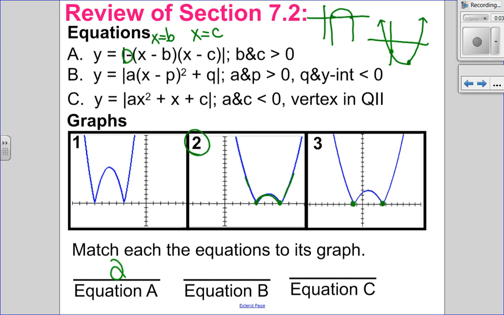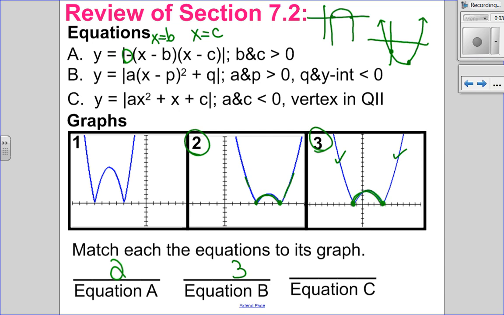So let's see if the rest match it. So the outside arms are positive, so they stay positive. This piece here that's below, the U-shaped piece, will be reflected above, which is right here. So it looks like this one matches equation B.